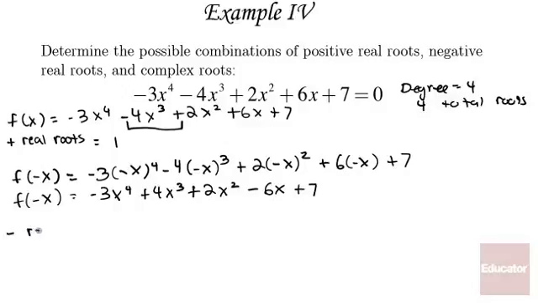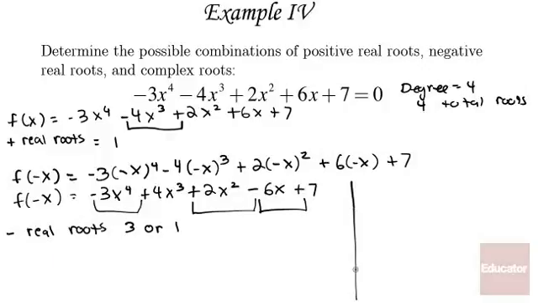Okay, negative real roots are determined by the sign changes of the coefficients of f of negative x, according to Descartes' rule of signs. Negative to a positive, that's 1 sign change. That stays positive. Positive to a negative, 2. Negative to a positive, 3. So here I have 3 or less than that by an even number. So 3 minus 2 is 1. Can't go any less than that. So I have a total of 4 roots. I have 1 positive real root and either 3 or 1 negative real roots.